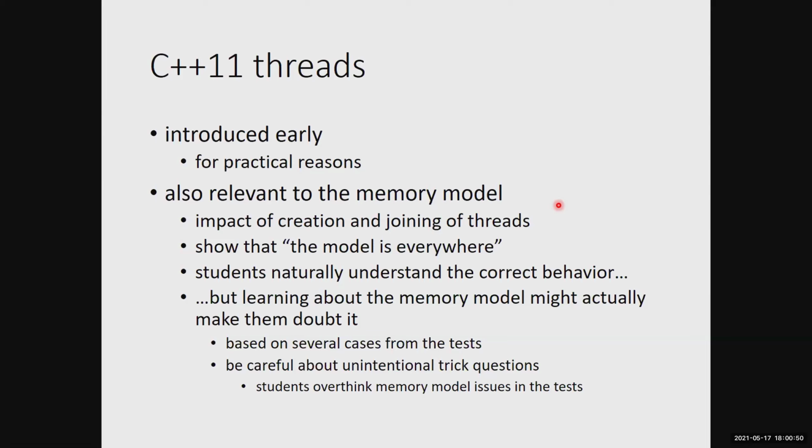Quite an interesting observation is that it is very natural to expect this, but after doing this course, the students might actually doubt it. So I've emphasized it a bit more in the lectures, because it showed that in the test, the students might assume that no changes are being propagated into the thread or out of the thread, because in the test, students kind of expect trick questions, so they might find those even when there are none, so they overthink the memory model. So that's one downside of teaching the memory model, that it makes them a bit paranoid.